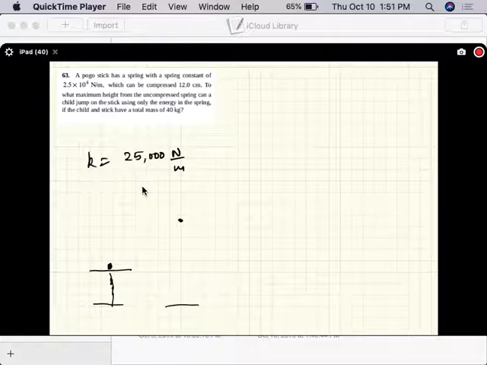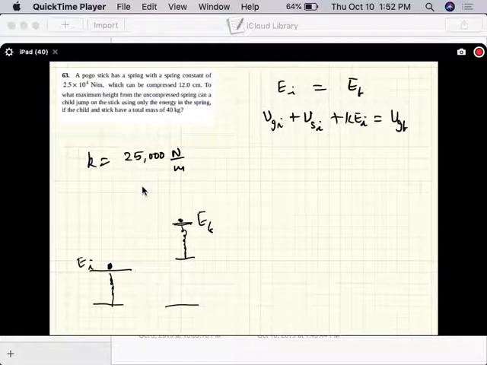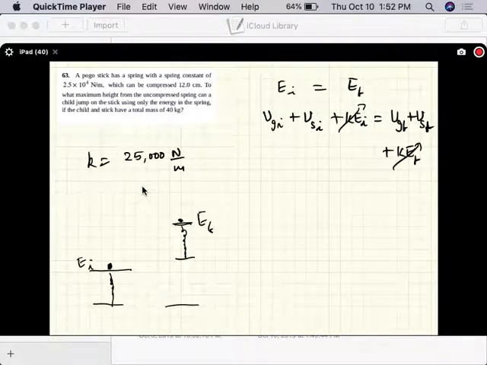Well, if you want, I can draw this as well. So there's the pogo stick with the child, and now the spring is uncompressed. So again, only conservative forces act, and mechanical energy is conserved. There's no kinetic energy initially. So gravitational potential energy initial, plus spring potential energy initial, plus kinetic energy initial, equals the same things in the final configuration. The kid was at rest to begin with, and at the top of his flight he's at rest, so the kinetic energies are zero.